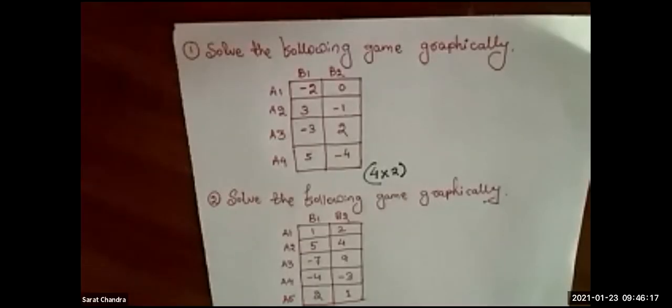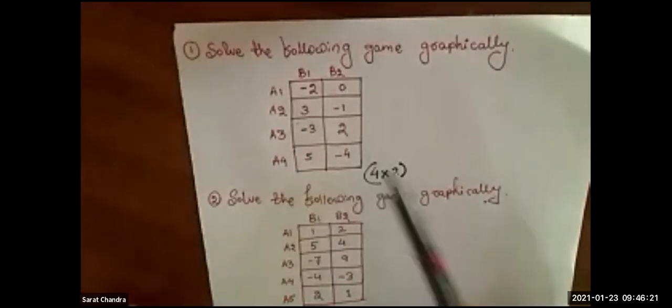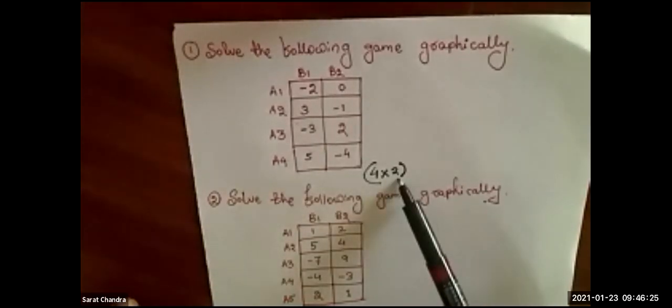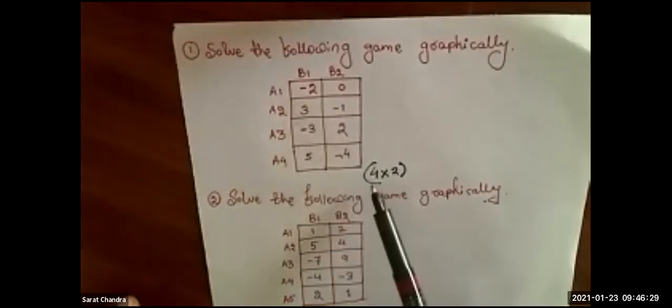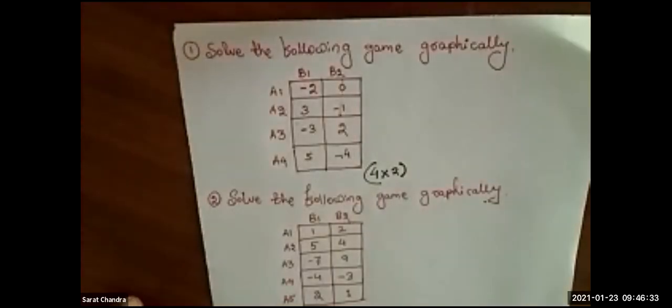Okay, so what kind of matrix is this? This is a 4 by 2 matrix. What do you mean by a 4 by 2 matrix? It means there are 1, 2, 3, 4, four rows and only 2 columns. So it is a 4 by 2 matrix.